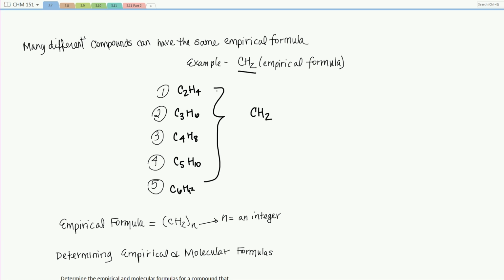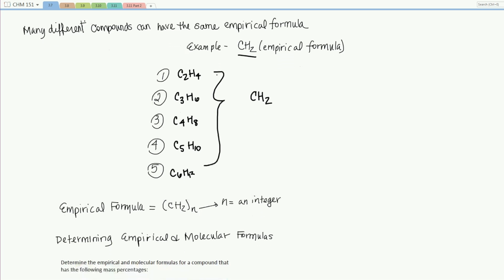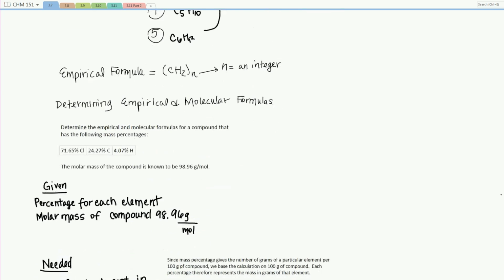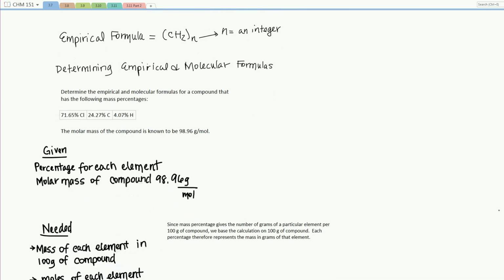The way that we write that is (CH2)n, where n is an integer. Whenever you multiply the empirical formula by n, you get the molecular formula. Again, you guys will recognize this from lab. So now we're going to do an example.